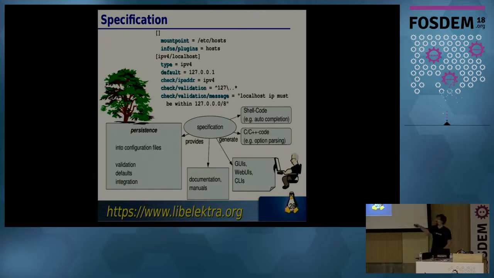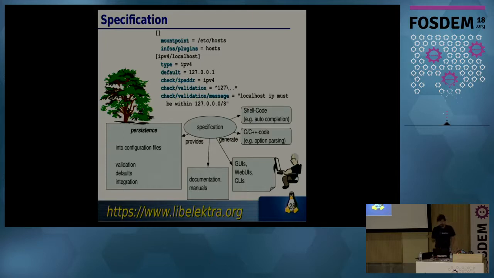One of the important parts is the mount point, which basically means that everything below this hierarchy, where with the slash we build up a hierarchy, should be in a different configuration file. Here we say everything below here should be in /etc/hosts. Then we can specify individual options. For example, we can say, and we will also see it in the demonstration afterwards, that the localhost is not only an IPv4 address, but the system administrator might additionally want to be sure that it is in a specific network address range.